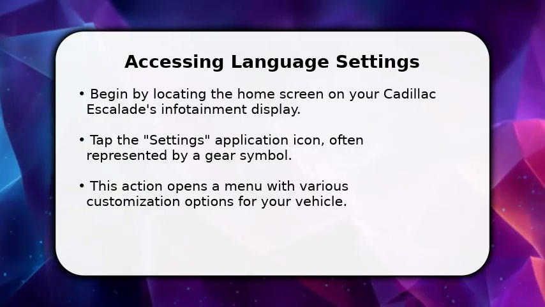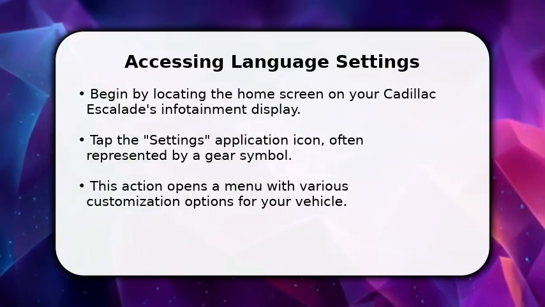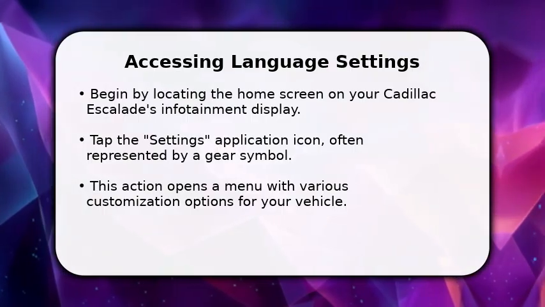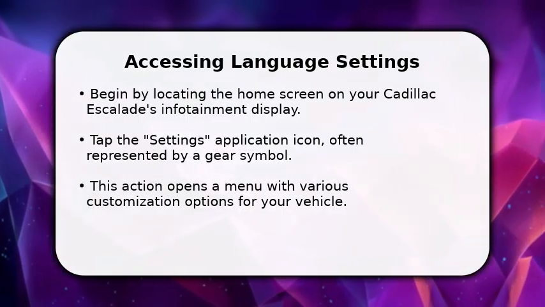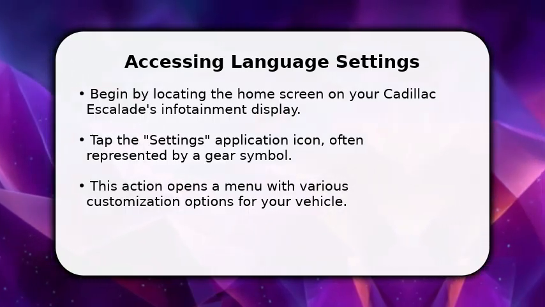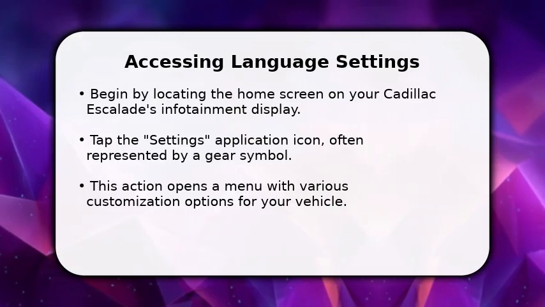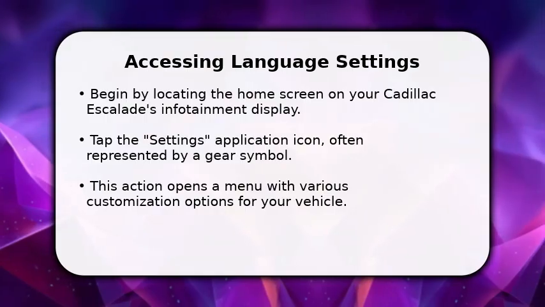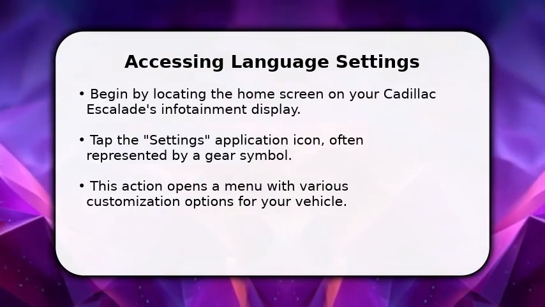In this video, I will explain how to change the language on your Cadillac Escalade. To begin, locate the home screen on your vehicle's infotainment display. You will then tap the Settings application icon, which typically looks like a small gear. This action will open a menu, providing you with various customization options for your vehicle systems.